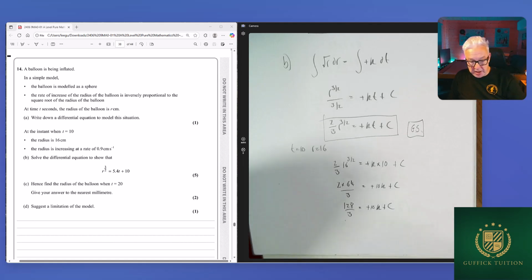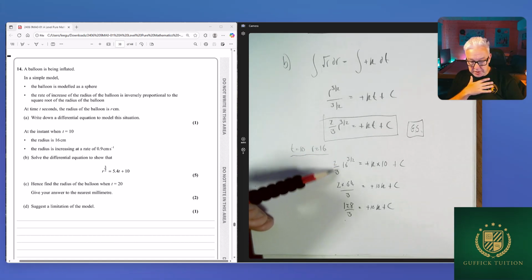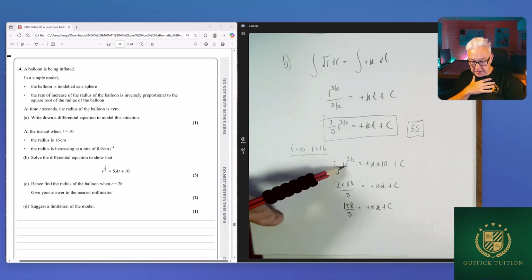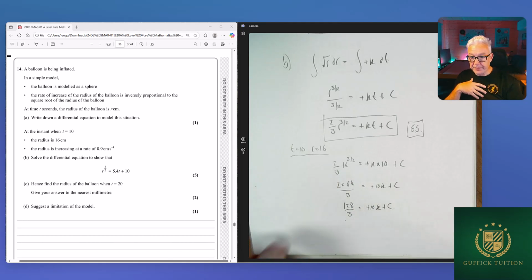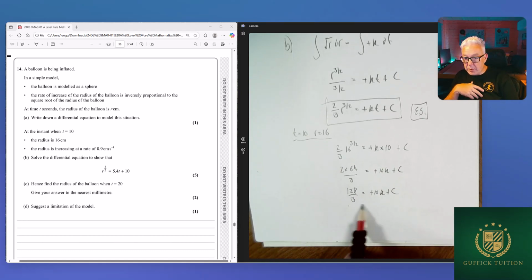So we're going to sub in our boundary conditions of t is equal to 10 and r is equal to 16. So that gives us 2/3 times 16 to the 3 over 2 is equal to k times 10 add c. So you work that out and you end up with this equation, which has got 2 unknowns in.